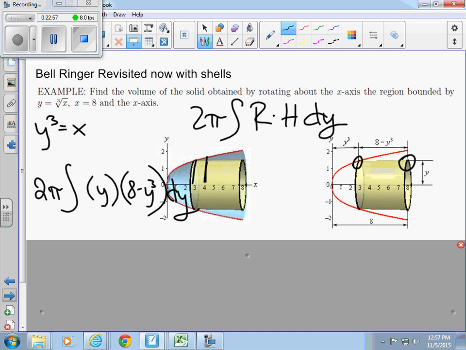Why is that? Kind of like discs and washers. You know how when you see a gap? You see how we have this gap over here on the outside? That's what's causing us to have to do that subtraction. We are integrating dy. Any questions so far?